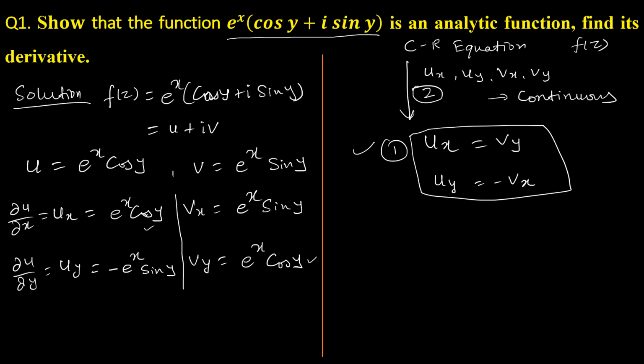So the CR equation that we have, ux is equal to vy, and that is e to the power x cos y. Same way, uy is minus e to the power x sin y, and vx is e to the power x sin y. So uy can be written as minus of vx, and it is equal to minus e to the power x sin y. So the first condition is satisfied.